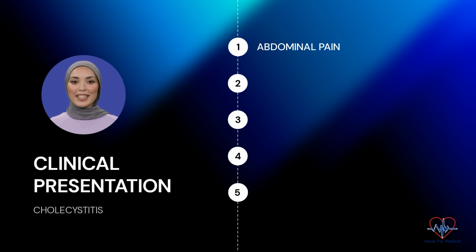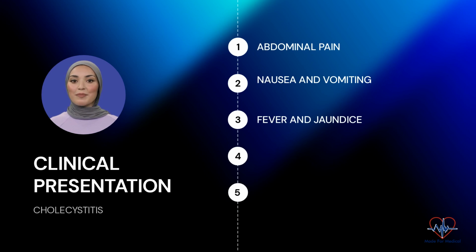Other symptoms commonly seen in cholecystitis include nausea and vomiting. Patients often experience episodes of nausea and may vomit, especially after eating a fatty meal. Fever and jaundice. Inflammatory processes within the gallbladder can lead to an elevation in body temperature, resulting in fever and chills. In some cases, cholecystitis may cause obstruction of the common bile duct, resulting in the backup of bile and subsequent yellowing of the skin and eyes called jaundice.